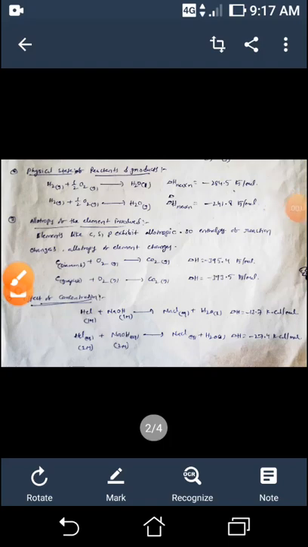Now, the next property is allotropy of the elements involved. What is meant by allotropy? Allotropy is nothing but the existence of more than one physical state. An element exists in more than one physical state. For example, carbon exists as diamond, graphite, C60, nanotubes, etc. These are all allotropes of carbon.